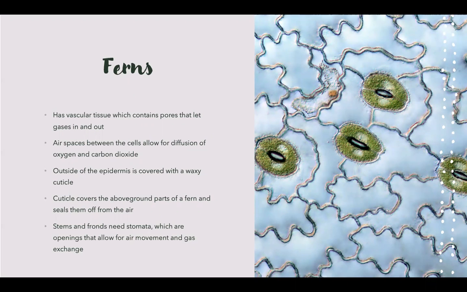The outside of the epidermis is covered with a waxy cuticle that reduces evaporation and covers the outside of the cells. This is important for ferns because it allows protection on land from the sun. This cuticle covers the above ground parts of a fern and seals them off from the air, so the stems and fronds of ferns need stomata, which are openings that allow for air movement and gas exchange, which you can see in the photo.